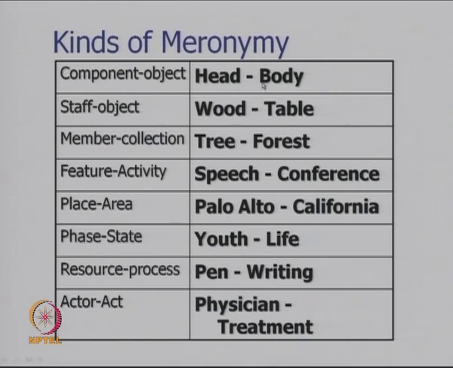So, meronymy can be of many different kinds. The first one is the example of meronymy or part-of relation which is understood normally. So, meronymy can take the shape of part of, that is physical part of, made of, member of, feature of, situated in, phase of, resource in, and actor-act.